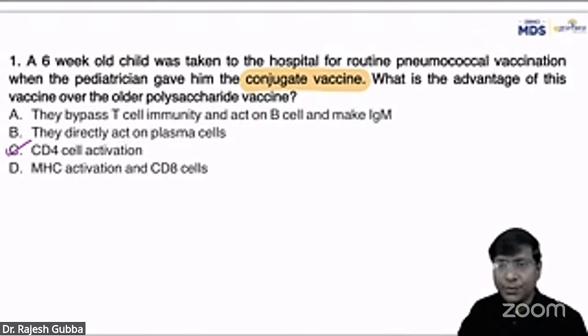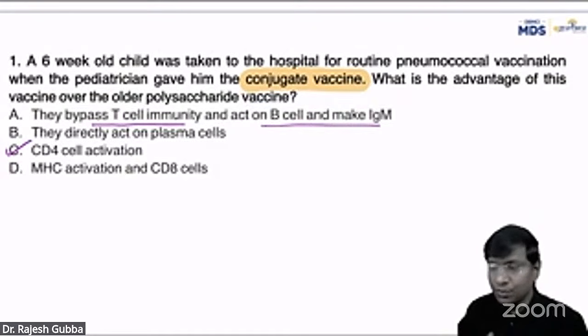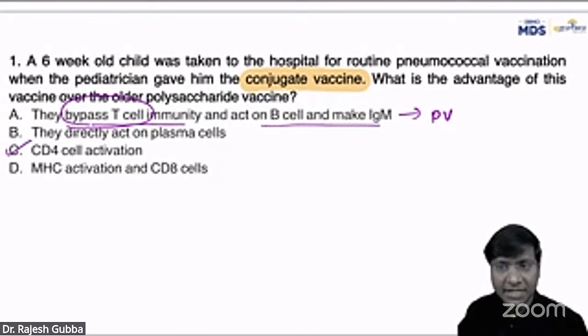Now, you take the T cell independent vaccine, they bypass the T cell immunity and act on B cells and make IgM. So which particular vaccine is T cell independent? They bypass the T cell immunity, right? That means it is T cell independent. So which one is your T cell independent? It is the polysaccharide vaccine. Understood? Now, your option A is out.